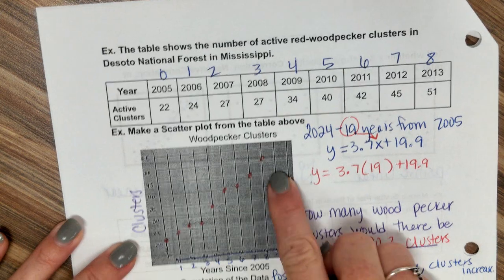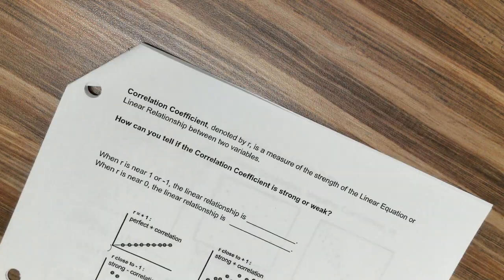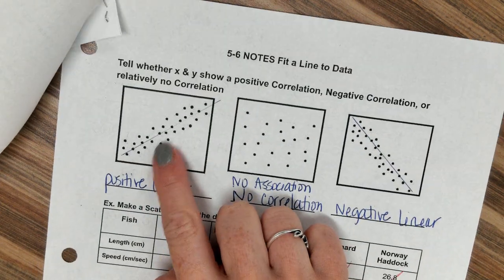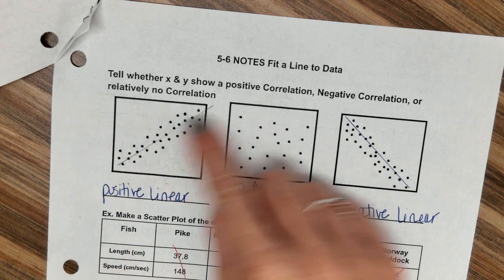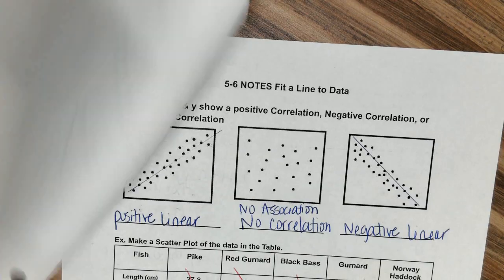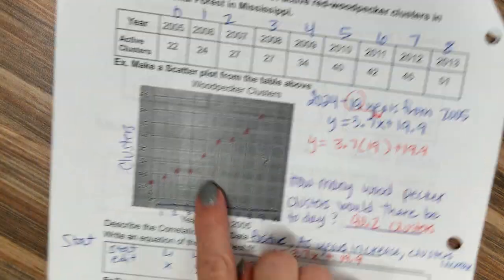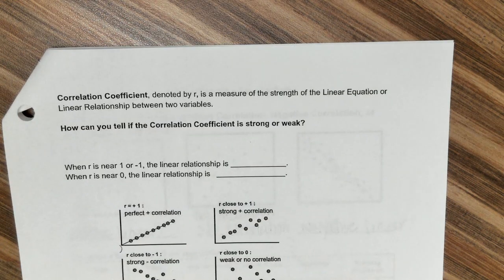Look at the line. How tightly together are the dots? Pretty close, right? Where over here, they're way more spread out. See how the dots are more spread out? There's still a trend, but they're more spread out. So this is a little bit weaker than this one. Look how close those dots are together. Does that make sense? All right, so I want to talk to you about correlation coefficient.